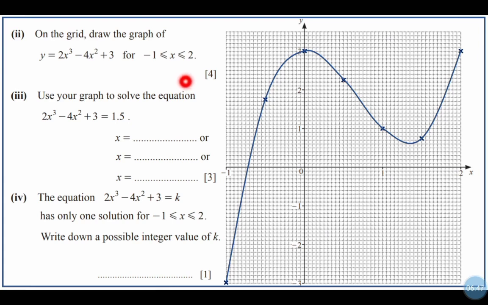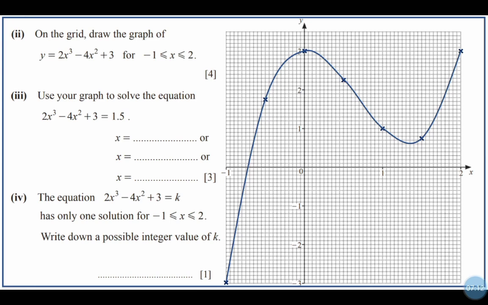Question, Mr. Mars, if I miss 1 point, will there be deduction even if my graph looks like the graph that you have? Yes, there will still be a deduction. So please plot the points properly. Okay, there.